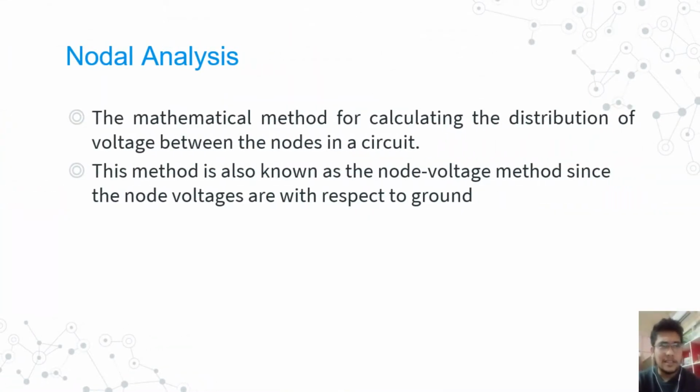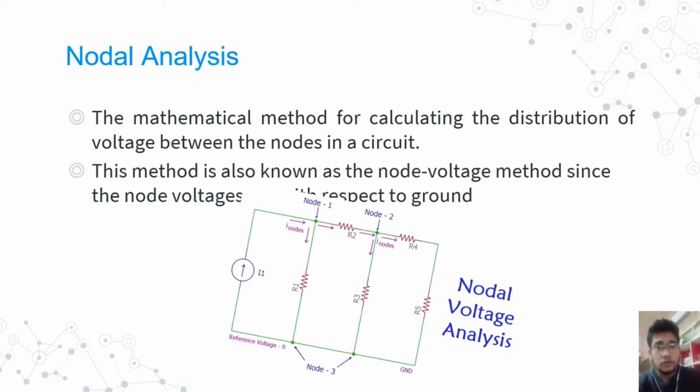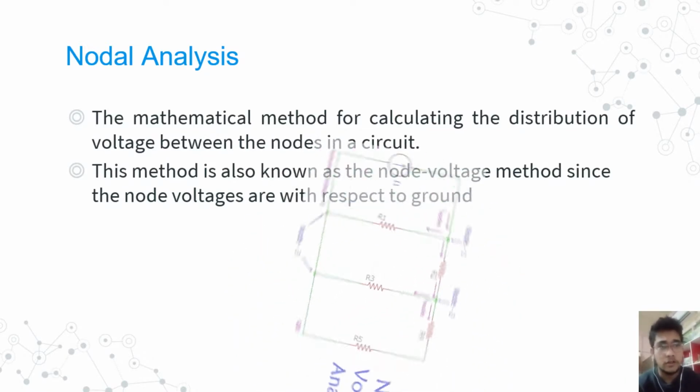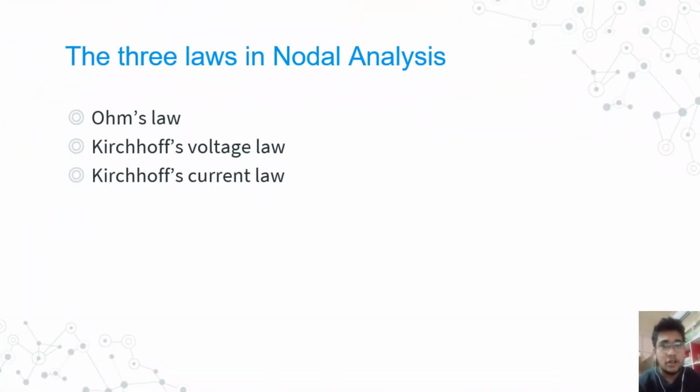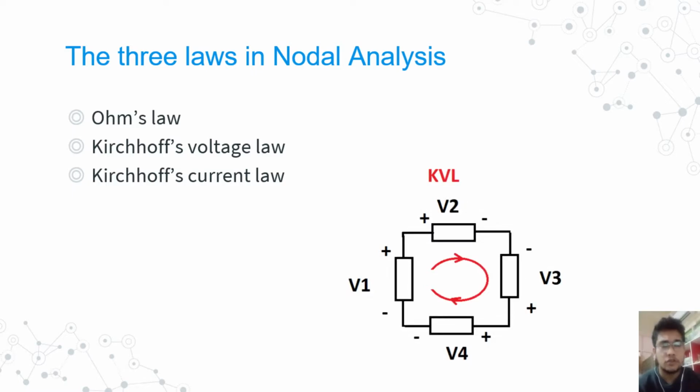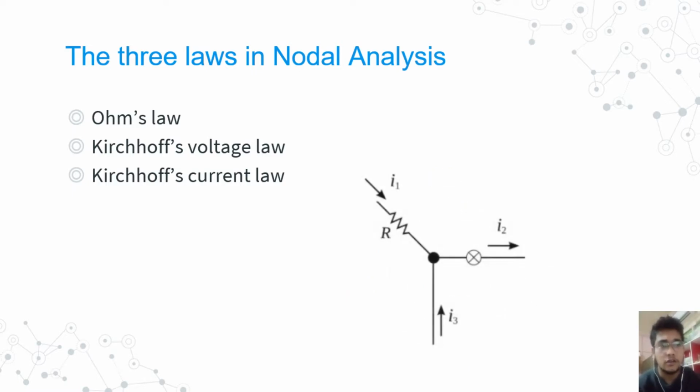Nodal analysis is the mathematical method for calculating the distribution of voltage between the nodes in the circuit. This method is also known as the node voltage method, since the node voltages are with respect to the ground. There are three laws in nodal analysis: the first one is Ohm's law, second is Kirchhoff's voltage law, and Kirchhoff's current law.